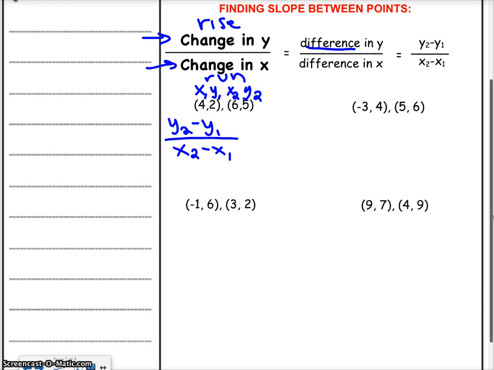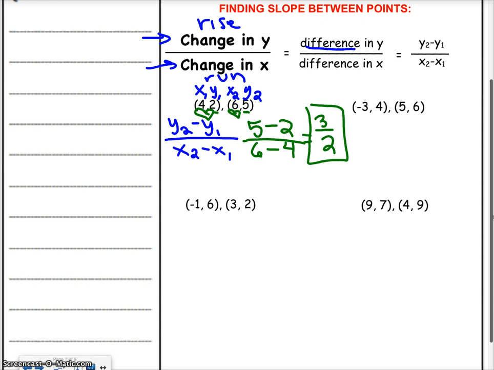Watch. Which one's my second y? 5. So 5 take away, what's my first y? 2. Over, what's my second x? 6. Take away my first x, which is 4. Okay? That's just plugging it in. So 5 minus 2 is 3. 6 minus 4 is 2. The slope between these 2 points is 3 over 2. That means I go up 3 over 2.